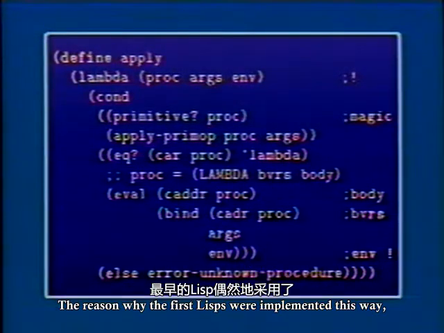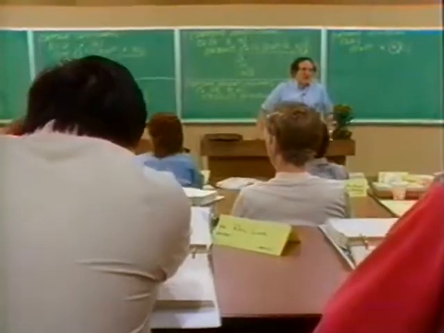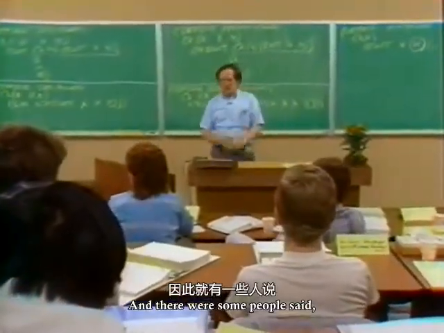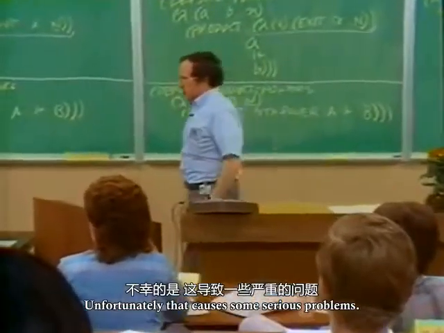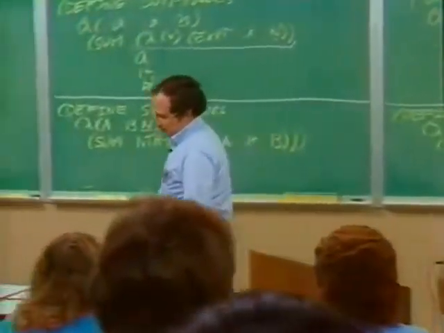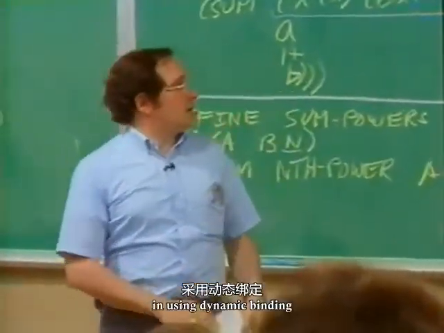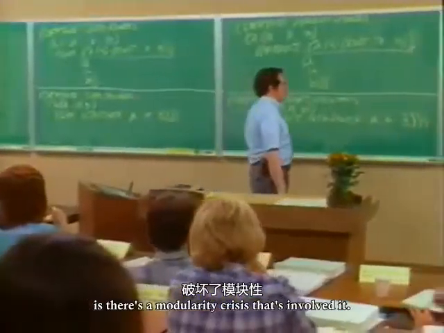The reason why the first Lisps were implemented this way is it's sort of the obvious accidental implementation. And of course, as usual, people got used to it and liked it. And there were some people who said, this is the way to do it. Right? Unfortunately, that causes some serious problems. The most important serious problem in using dynamic binding is that there's a modularity crisis that's involved in it.